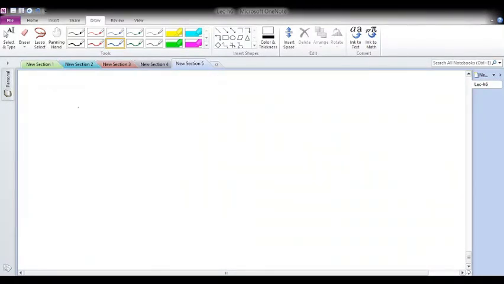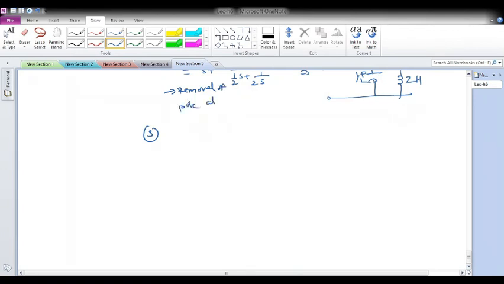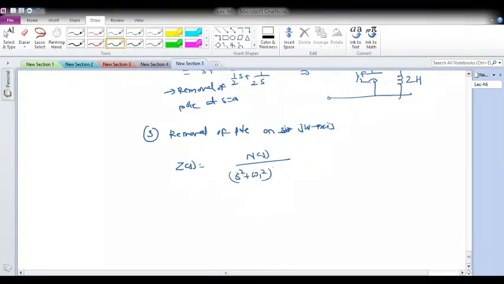The next, third case: what if there are simple poles on the imaginary axis, that is plus minus j omega? Then we have to remove them. This is called the removal of pole at infinity. Next is the removal of pole on the j omega axis. So here let us take Z of s, which is supposedly numerator of s, and there is a polynomial s square plus omega n square into some polynomial d1 of s. So this I have to remove out.